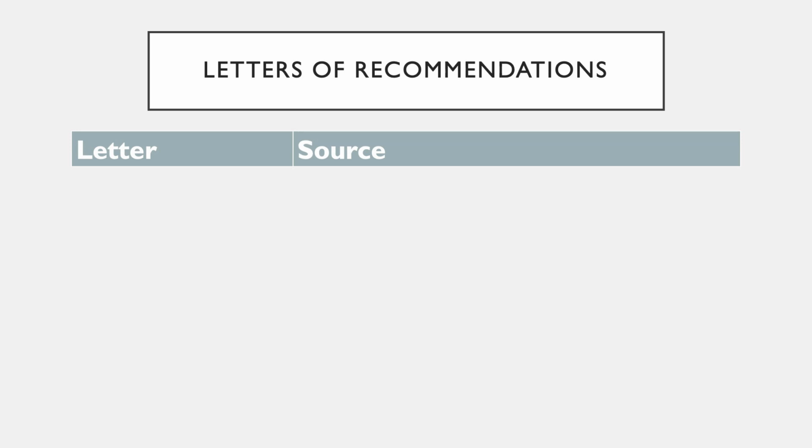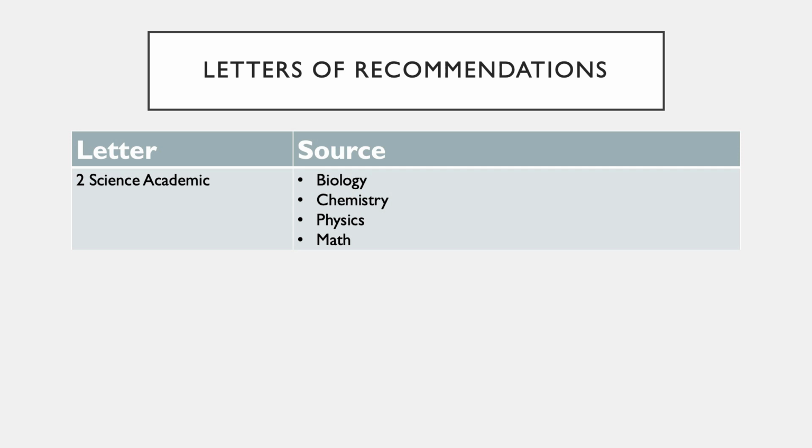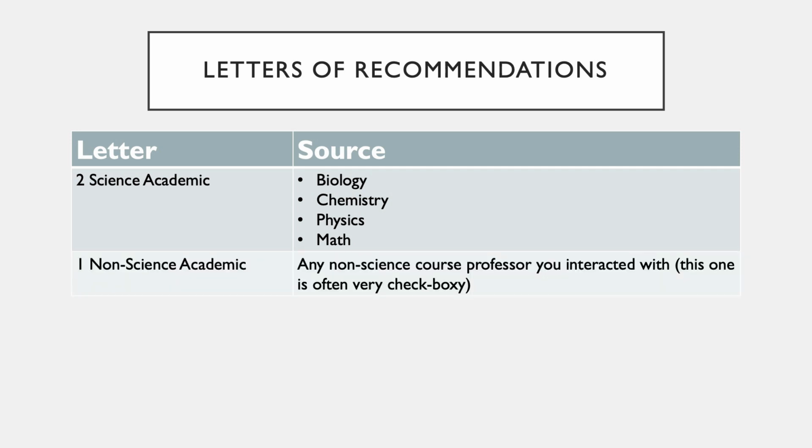but the 5 major letters that will cover the requirements for almost every school: 2 science academic letters, so professors who taught you in a science class, 1 non-science academic letter, so any professor who's taught you any non-science course. You can potentially get away with professors who taught you a non-biochem, physics, or math class, but you need to clarify that with the school.